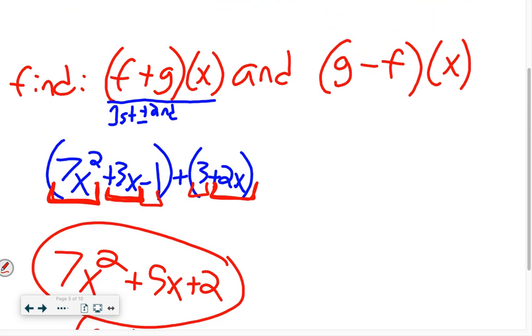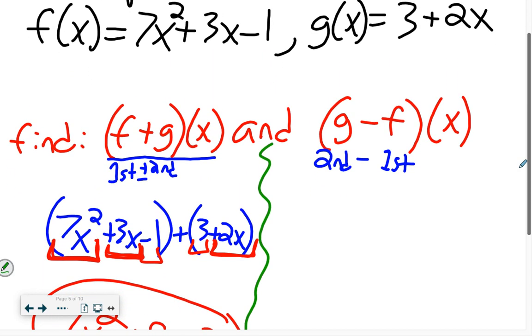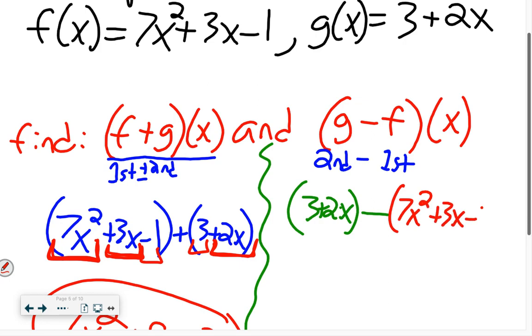Now we have to be careful on how we read the problem, because if you look here, this isn't f minus g of x, right? This is g, which is our second, minus the first. And we have to do exactly that. So we can't write the first one out first. Okay? So we have to look at our second equation, which is 3 plus 2x first. And then it's g minus the first equation, which is 7x squared plus 3x minus 1.